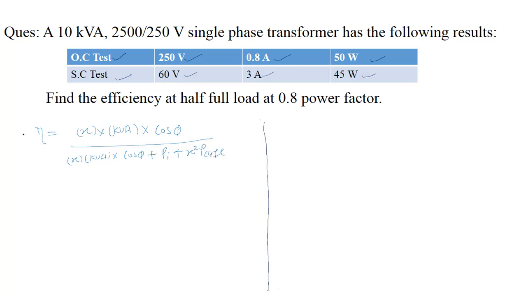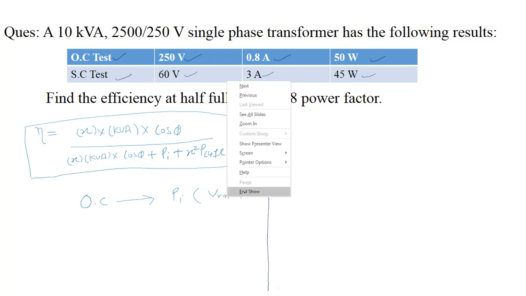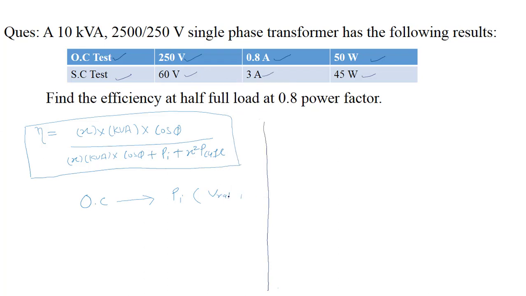Okay, so we have to find the efficiency by using that formula. For that we have to know iron or core losses and PCUFL, full load losses. We know that the open circuit test can directly give the value of P iron if it is performed at V rated. So we have to check whether the given test is performed at V rated or not, so that we can directly write the P iron value as 50 watt.